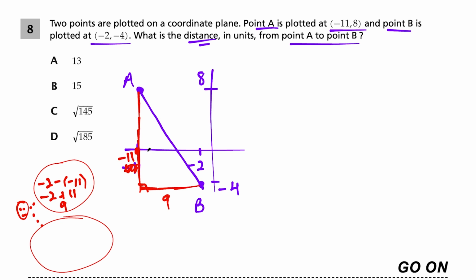Now, same thing for the vertical leg. I could count the boxes going straight up, counting from -4 up to 8, or I could take the number on top and subtract the number on bottom, and that would give me 8 plus 4, which is equal to 12. So then this leg here would be 12 units long like this. Okay, so that's just one way to do this.